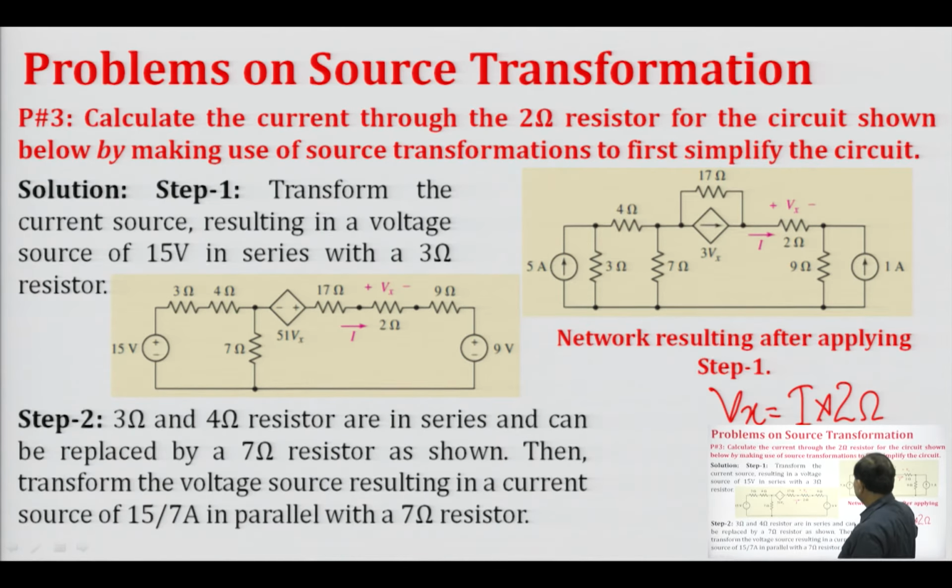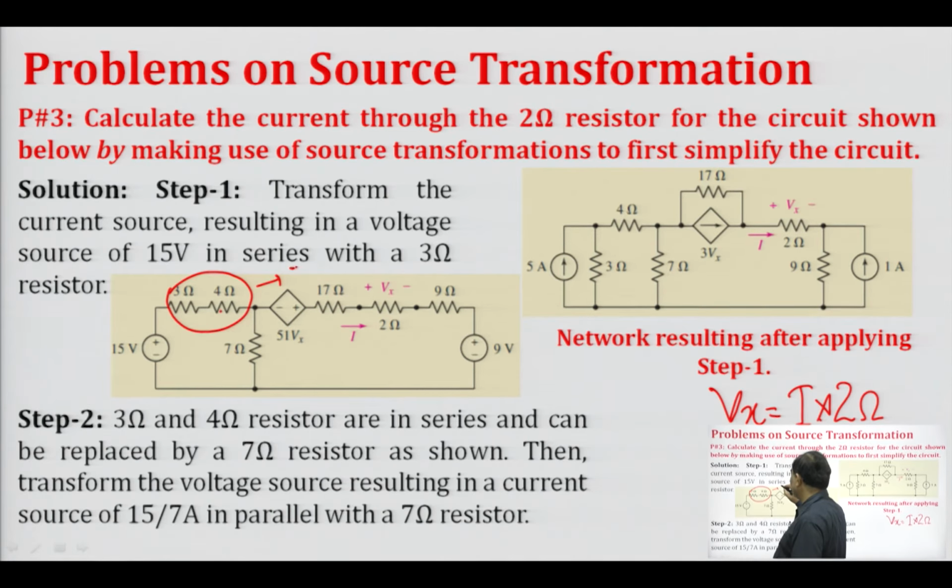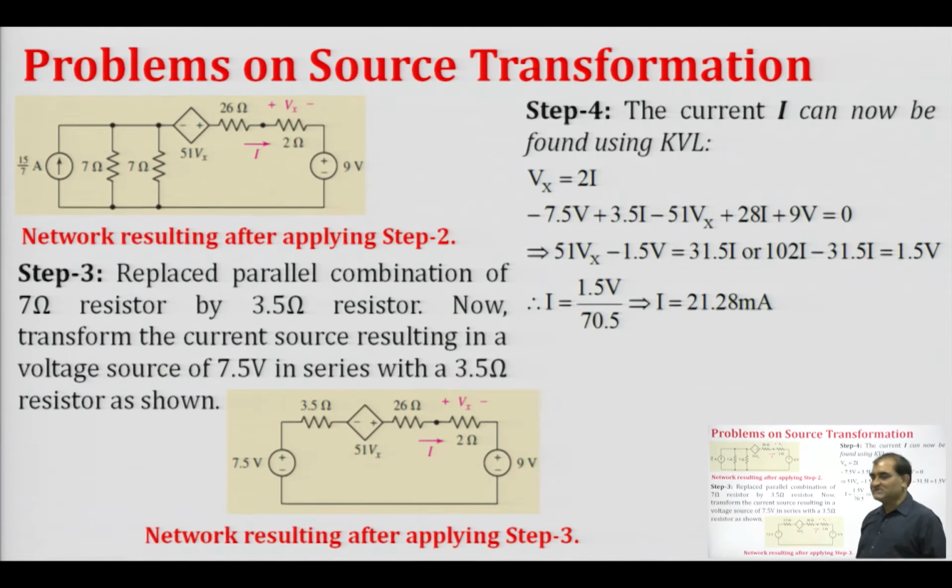Now, the first step is we transform this current source into a voltage source, that is 15 volt, and this 3 ohm resistance comes in series with this 4 ohm resistance, and this can be directly replaced by a single resistance of 7 ohm, since these two are in series. In the next step, we again apply the transformation theorem, and we change that voltage source into a current source, and we are left with this final reduced network, where we apply KVL and we get the value of current to be 21.28 milliampere.